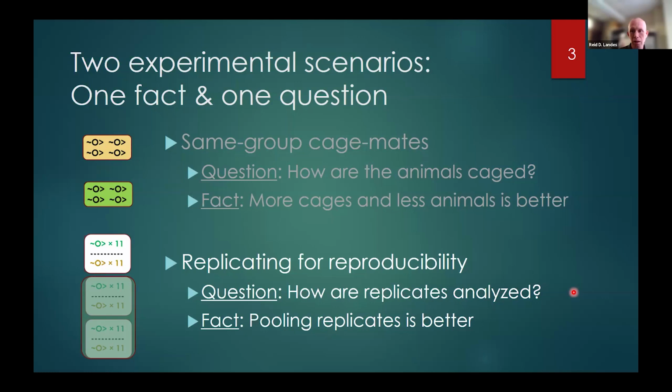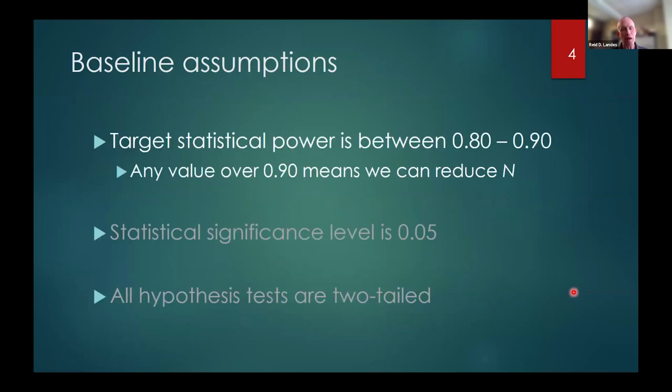All right, so since I'm talking about power and things, just some baseline assumptions. The target statistical power that I'm working with here today is about 80%, maybe as high as 90%. But if it goes over 90%, well, then that means that we can probably reduce our overall sample size.